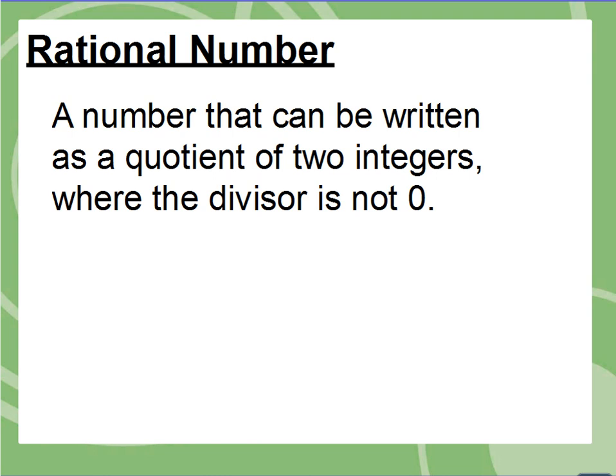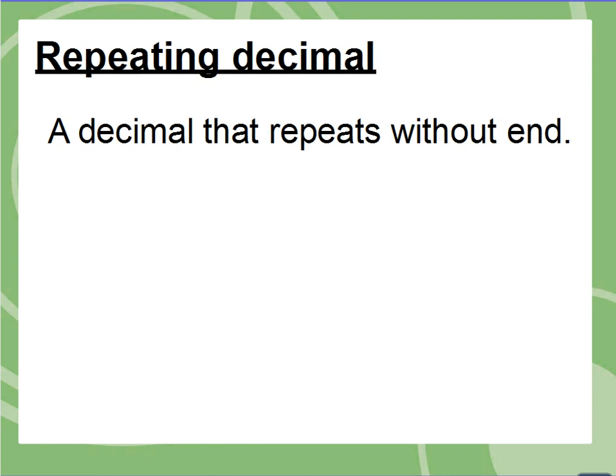There are two different kinds of decimals that we're looking at today. The first one, a repeating decimal, is a decimal that repeats without end. For example, 0.333333333333333. I could keep on going forever and ever, but eventually I'm going to get tired, and there's a shortcut way of writing that.